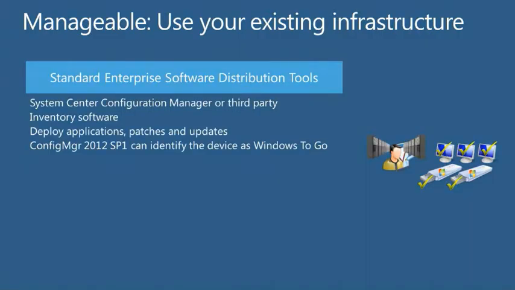Use your existing infrastructure for manageability. Remember, this is a standard Windows 8 environment. It just happens to be running off a USB stick. So you can quite happily stick your System Center 2012 Configuration Manager agent onto it. You can quite happily inventory it. It understands when it's a Windows to Go drive, so that with SP1 of Configuration Manager, you will be able to detect which of these environments are Windows to Go environments and which of them are actual physical PCs.